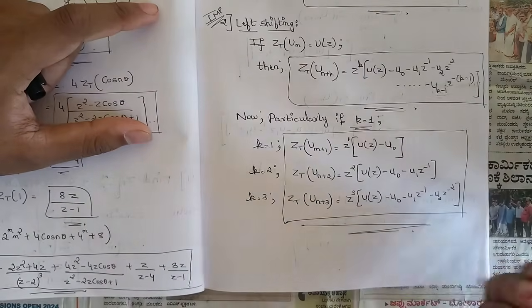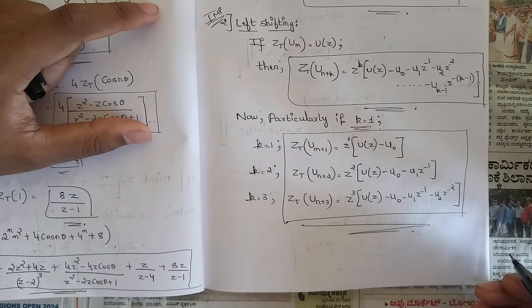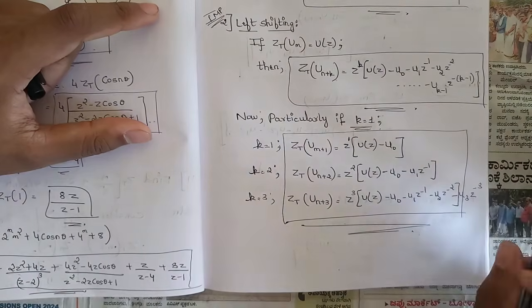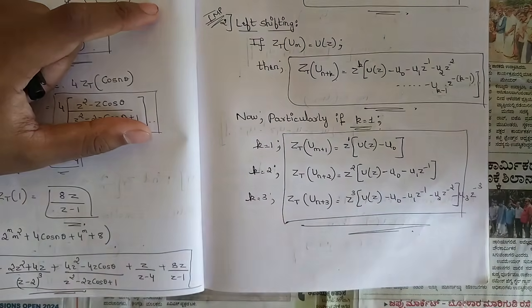For k is equal to 4, there is another additional term, that is minus u3 z to the power minus 3. So this goes on for all the k values.